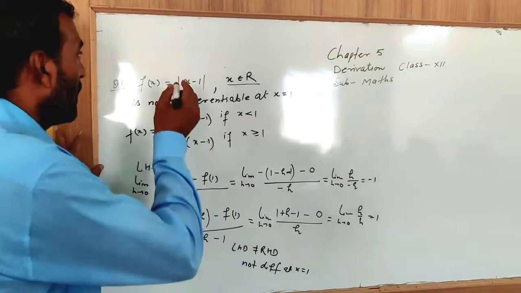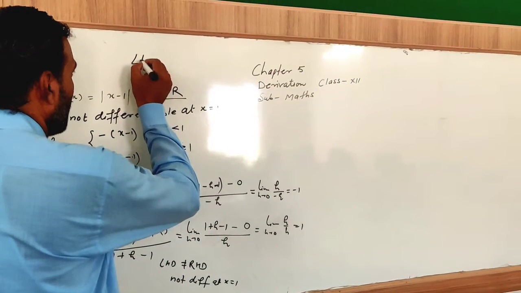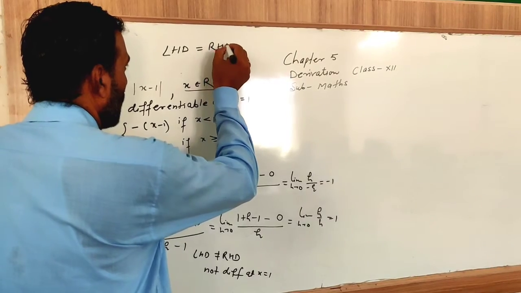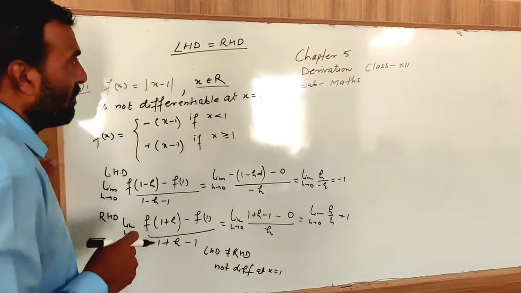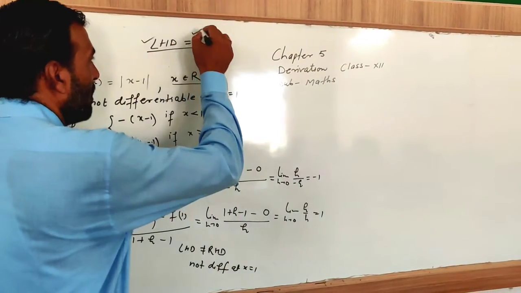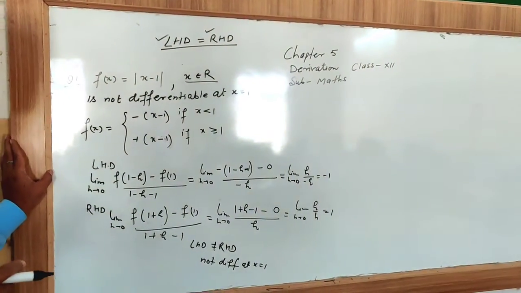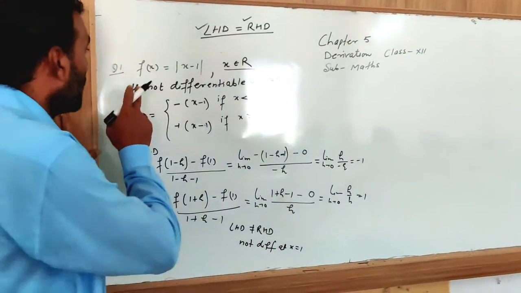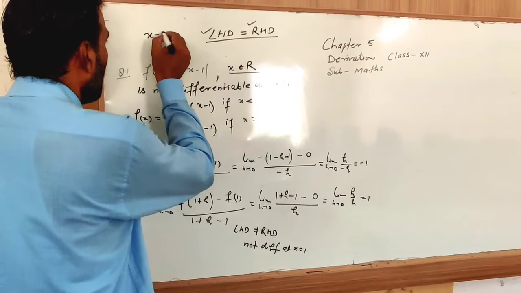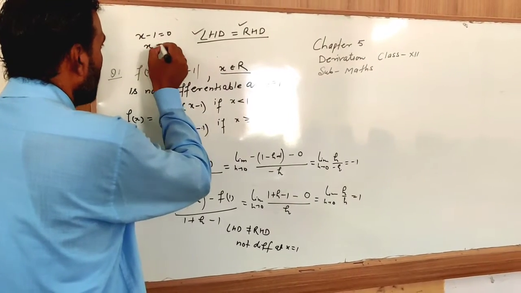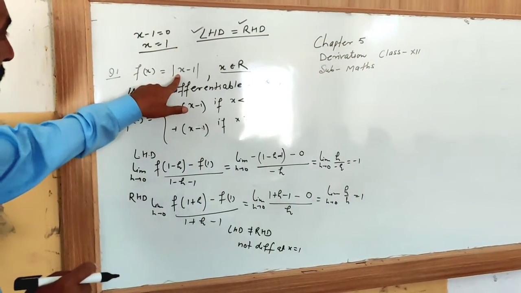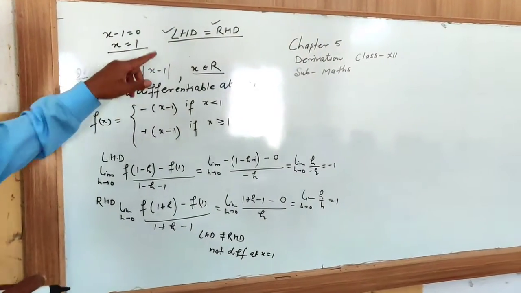So for this we are considering that the left hand derivative is equal to the right hand derivative. We require both the derivatives, left hand derivative as well as right hand derivative. If both are equal, then the function is differentiable. First of all, we define the function. Here is modulus x minus 1. So x minus 1 is equal to 0, x is equal to 1. So discuss the nature of this function at x is equal to 1.